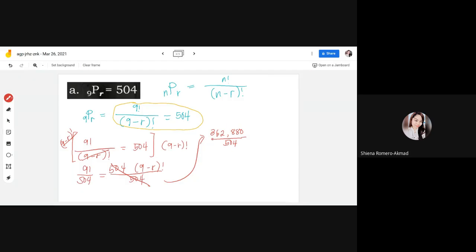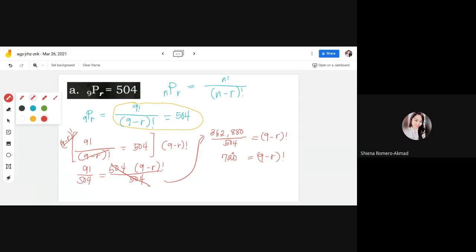504. O, kunin mo yan. Divide mo yan. Then we have 9 minus r factorial. Anong answer dito? 720. Okay, 720 equals 9 minus r factorial.